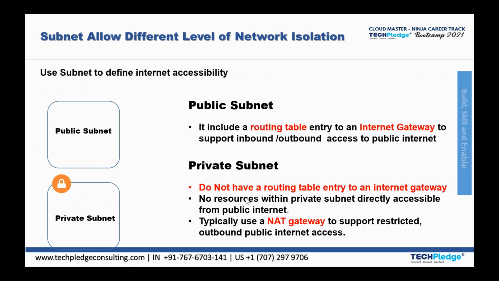Now let us see the meaning of network isolation. It means we can further isolate the networks on the subnets. Same as the VPC, it will have two major parts, public and private. So a subnet can be a public subnet, or a subnet can be a private subnet. Now, there is one definition written here. Just take a close look at this. It includes a routing table entry to an internet gateway to support inbound and outbound access to the public network.